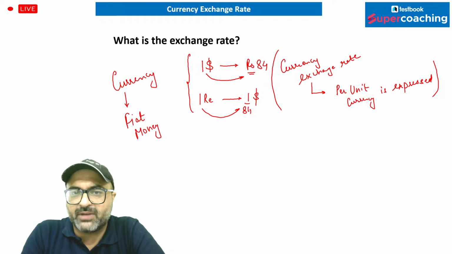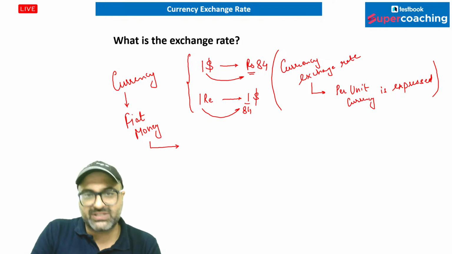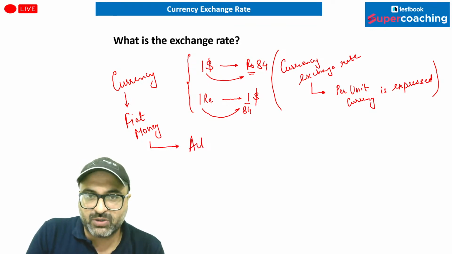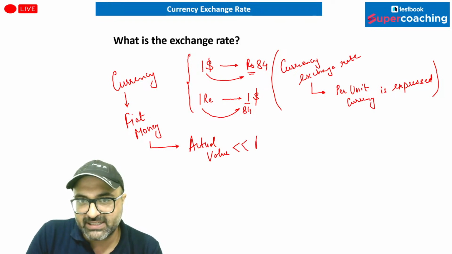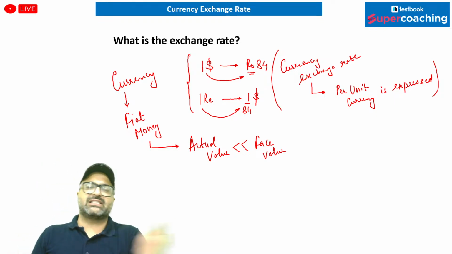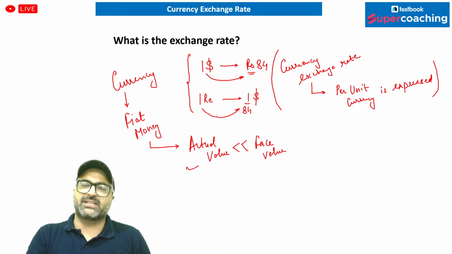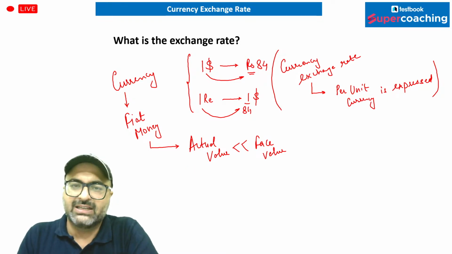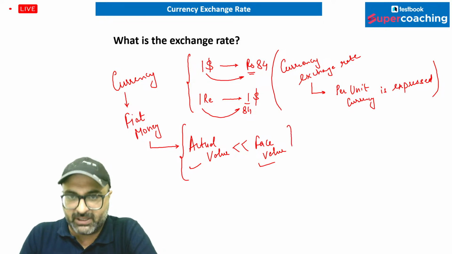So what is fiat money? Fiat money is a type of medium of exchange which is used to purchase goods and services, but its actual value is less than its face value. That is, a 100 rupee note, but the cost of printing a 100 rupee note is just 2.36 rupees. So the actual value is 2.36 rupees, but the face value is 100 rupees. We will call it fiat money.